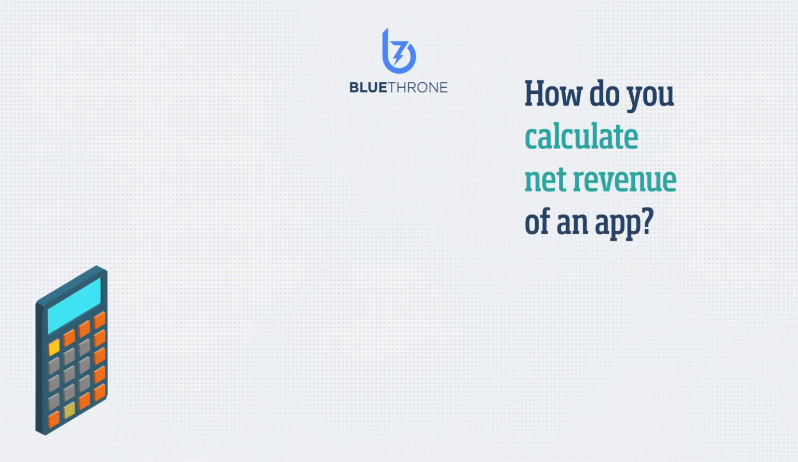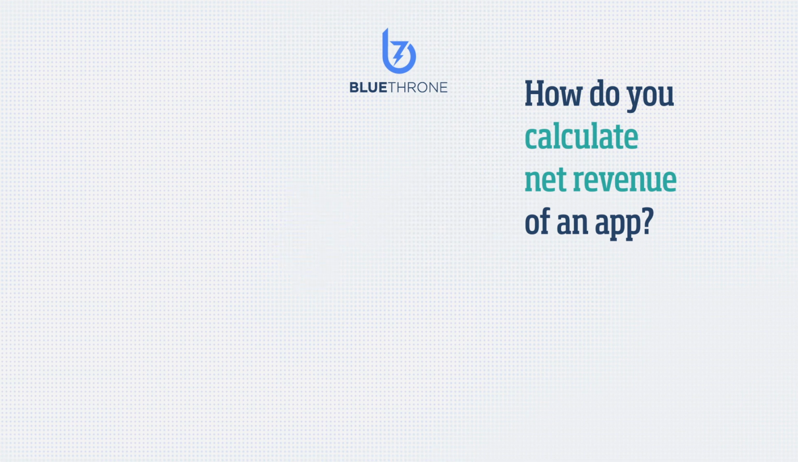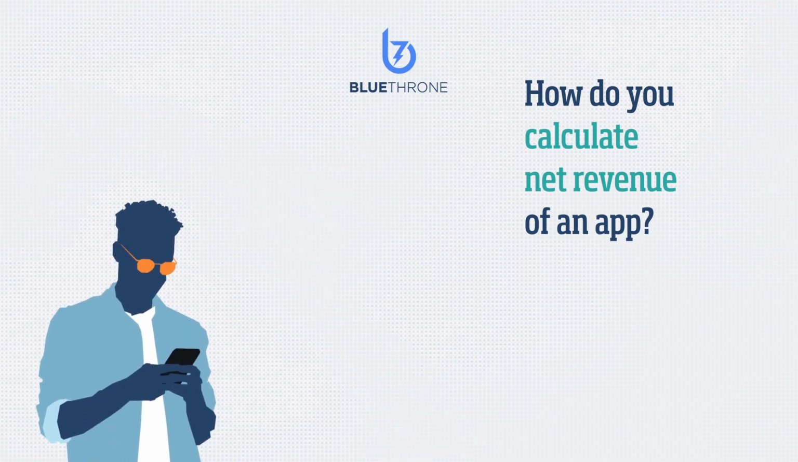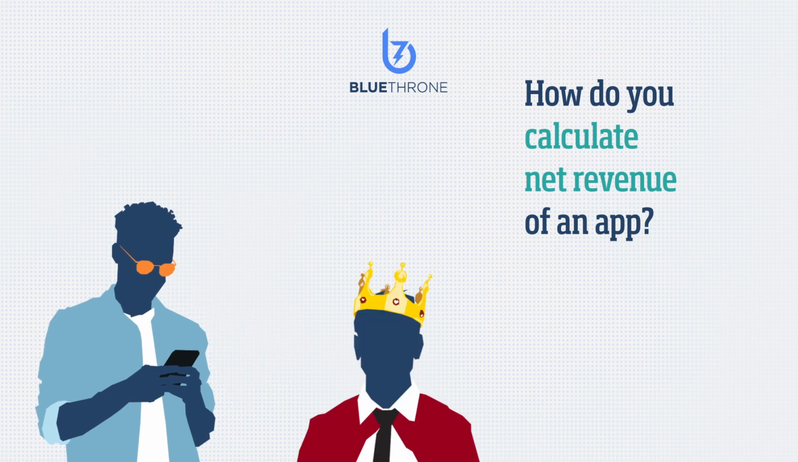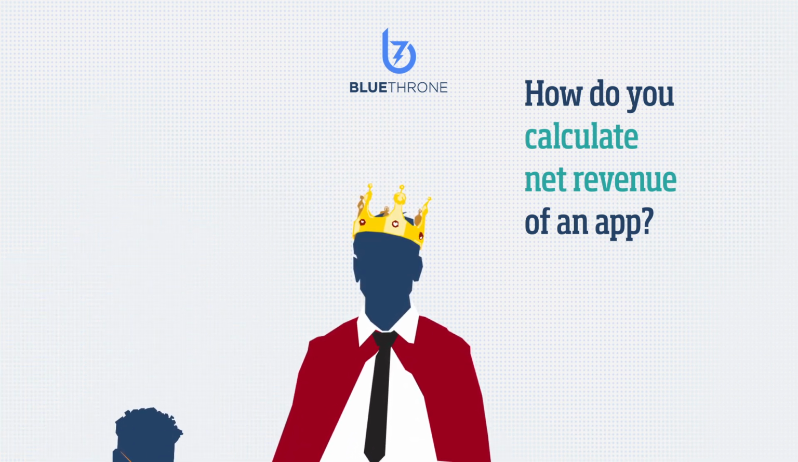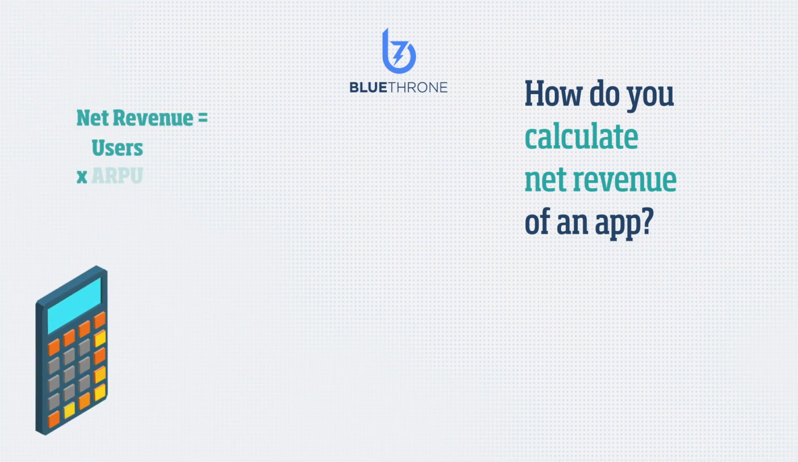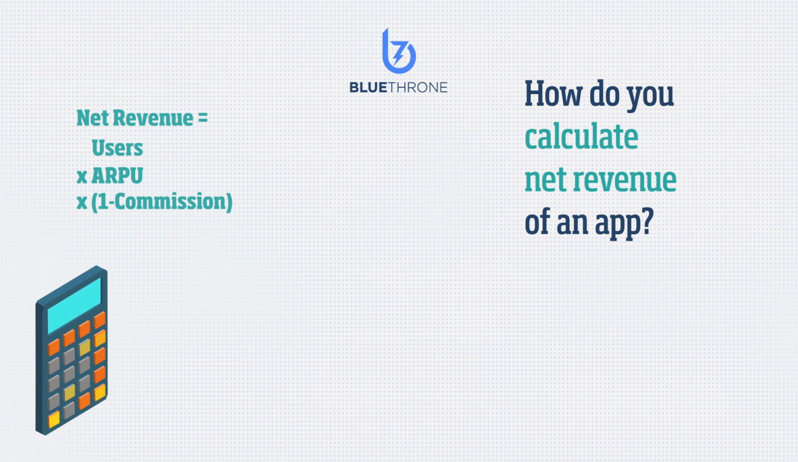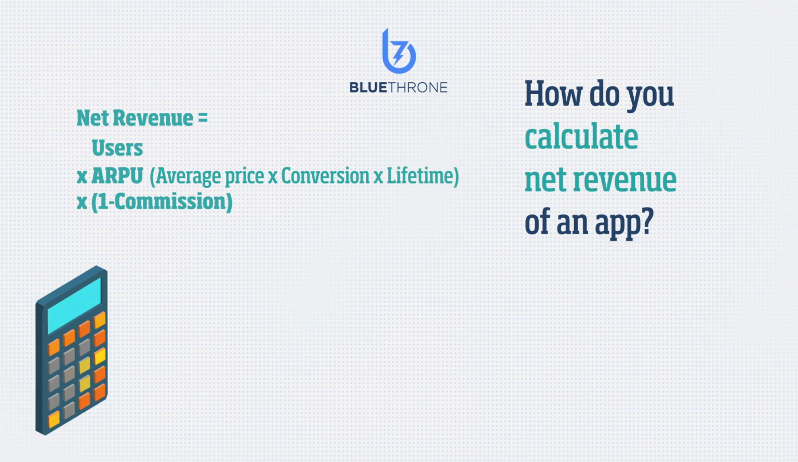Let's go with the specific example of a calorie counting app that offers two types of subscriptions, basic at $7 per month and premium at $10 per month. To calculate net revenue: users x ARPU x (1 minus commission). ARPU is calculated as follows: average price times conversion times lifetime. Lifetime. In this case, the example has set a value of 7 months.